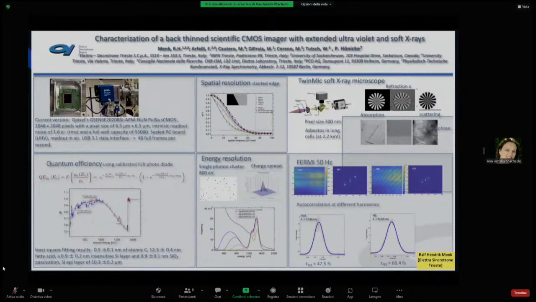Next work is about the characterization of back-thinned CMOS imagers with extended ultraviolet and soft X-rays. In this work, the adaptation of commercial back-illuminated CMOS for X-rays in the range of energies between 35 and 2000 electron volts is presented. The first measurements with the sensors showed high quantum efficiency in the range of 100 to 2000 electron volts, and the X-ray imaging capabilities have been assessed.